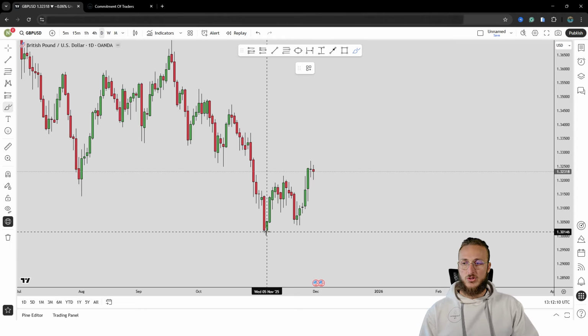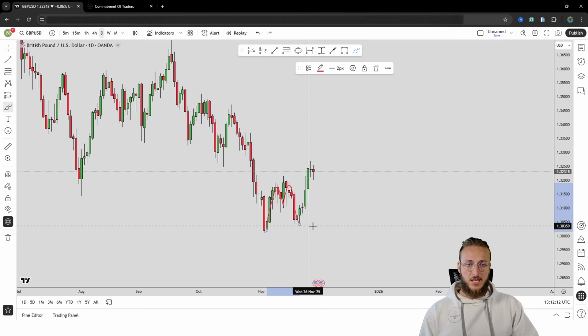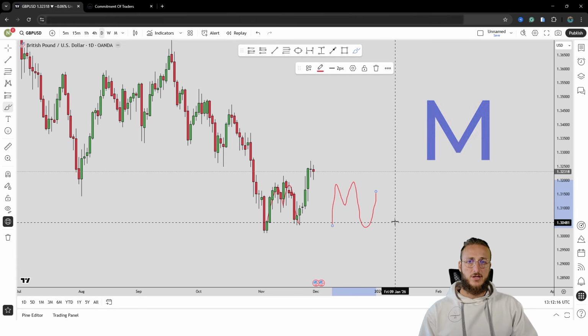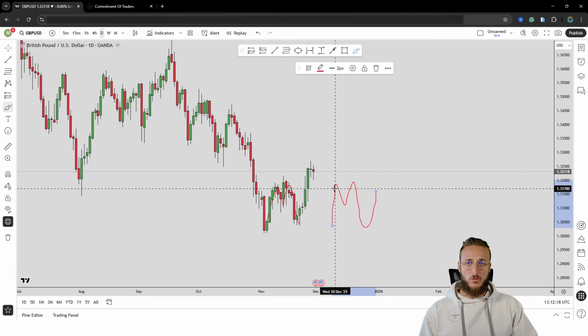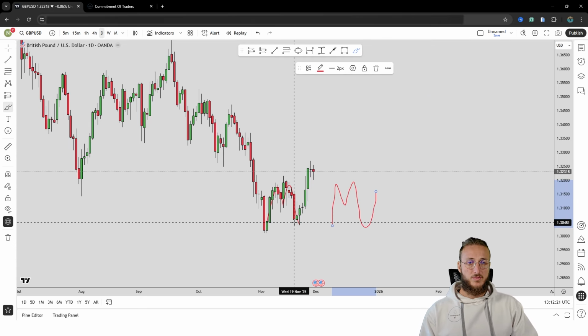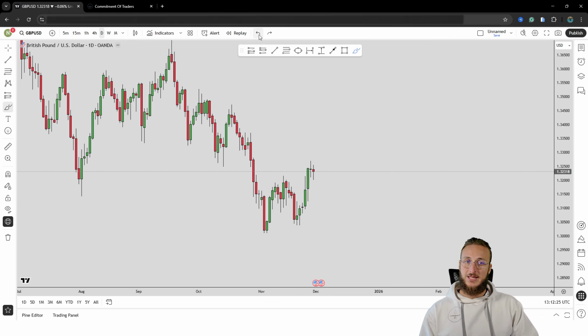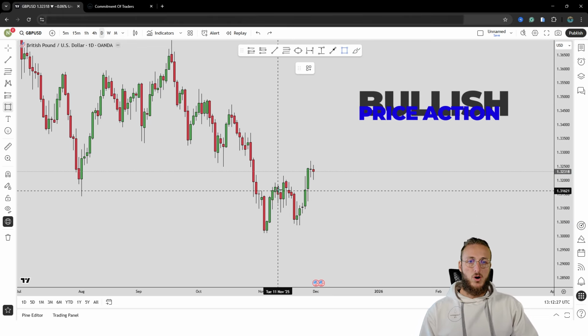What we can notice is that we had the creation of this daily M pattern. Now, after the creation of an M pattern, what you would expect is a rejection higher. I've spoken about this pattern over and over again, and again, that is exactly what the market did. After the creation of the M pattern, we had a massive rejection higher, in this case, also breaking above structure.